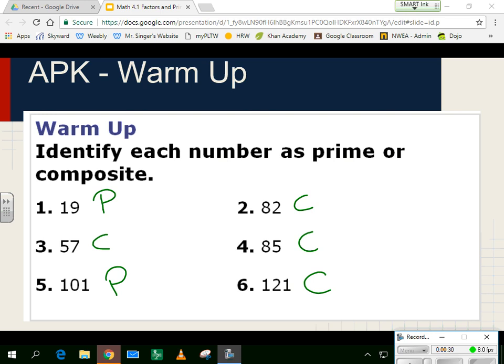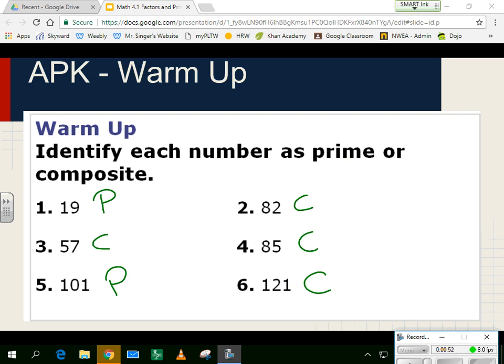All right, so I was a little lazy. I just wrote P or C. But there's only 2 of these 6 that were actually prime, so 1/3 of them was prime. The other 2/3 were composite. 57 is composite. That's one that some people forget. But if you add 5 and 7, what do you get? You get 12. 3 goes into 12, so you know 3 goes into 57.